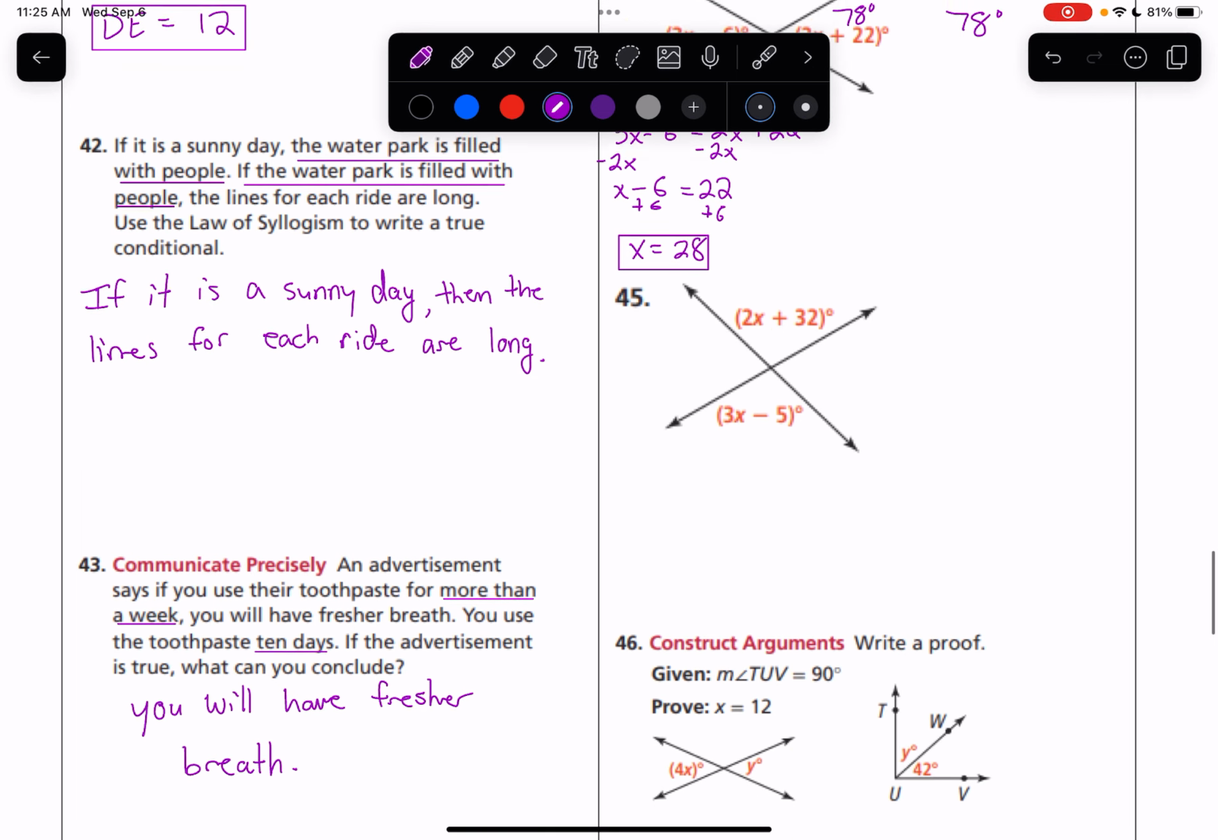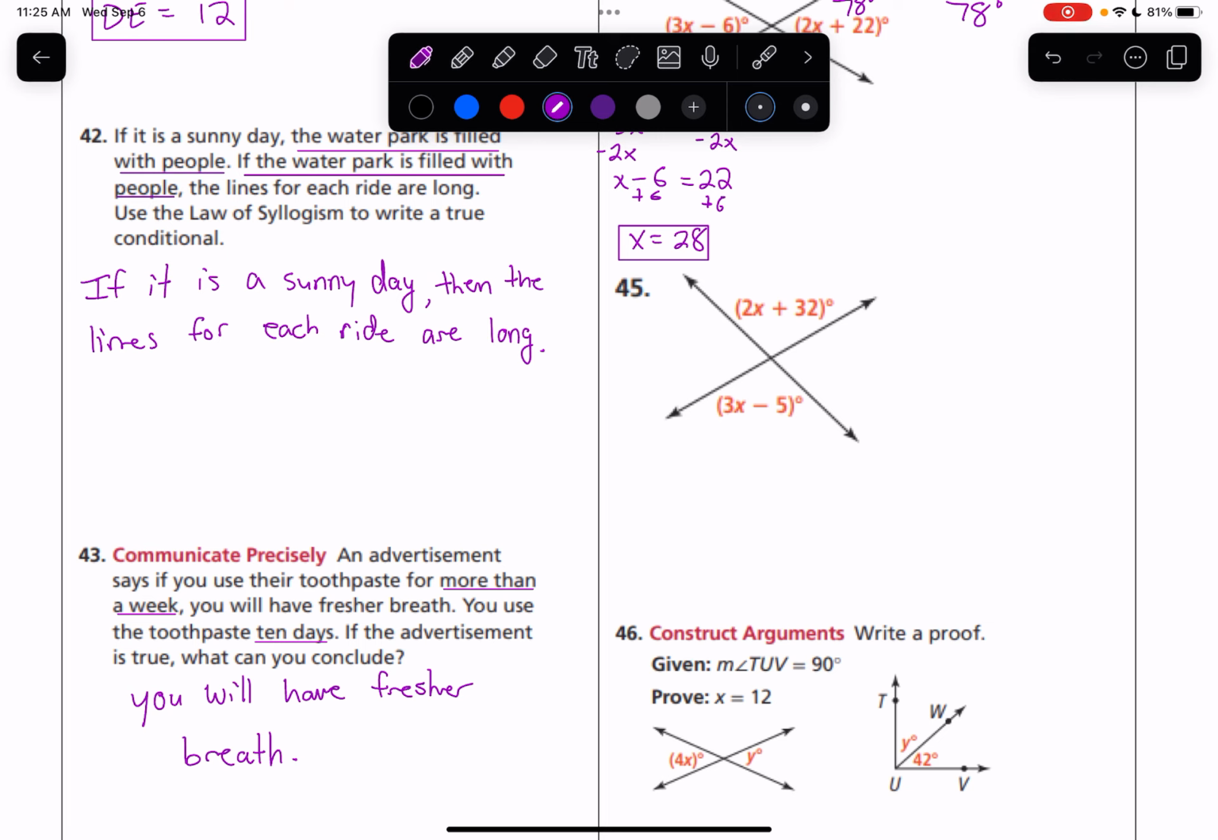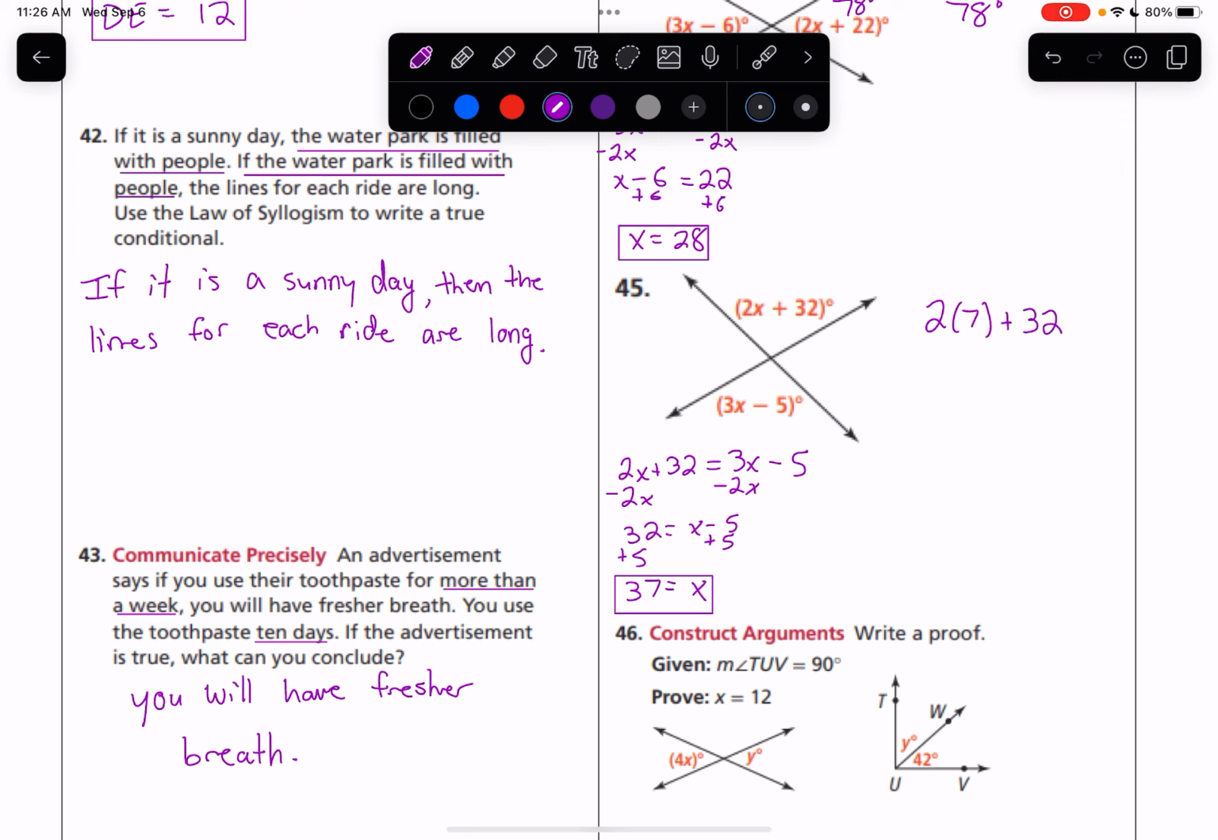Down below, I've got 2x plus 32 equals 3x minus 5. And to solve that, add 5. 37 is my x. And to find the value of the angle, I've got 2 times 37 plus 32.